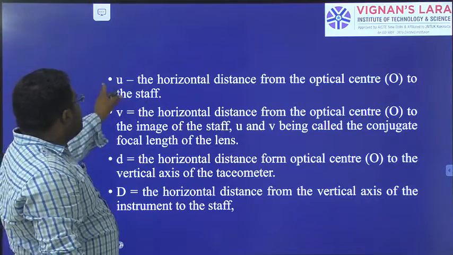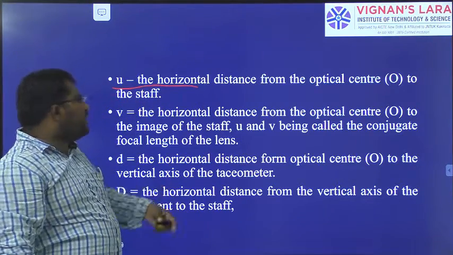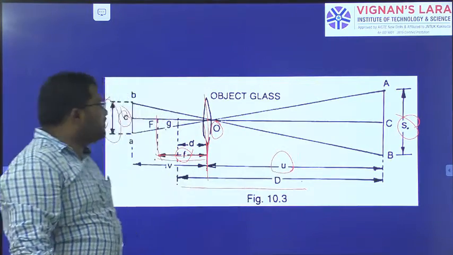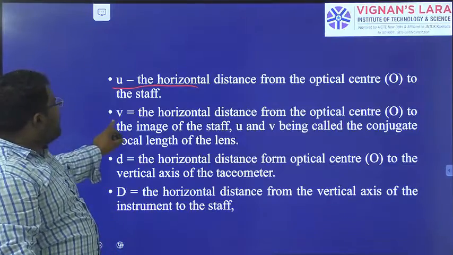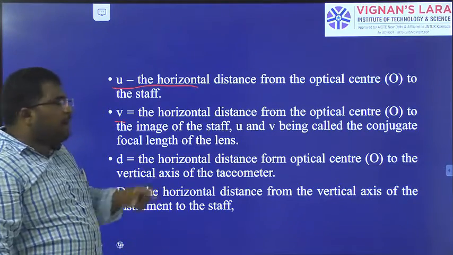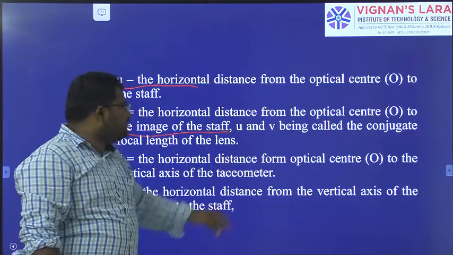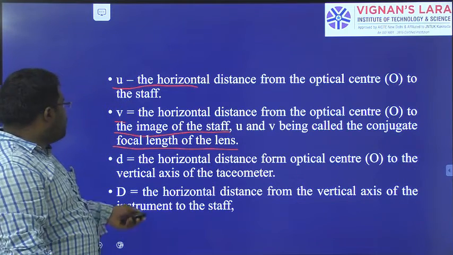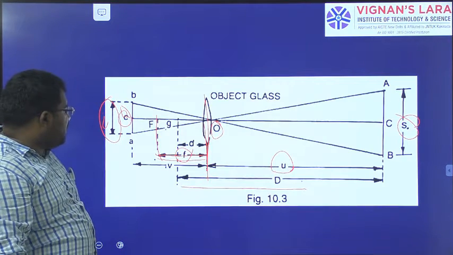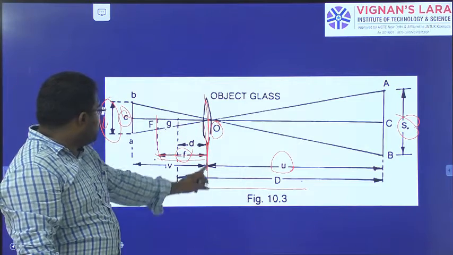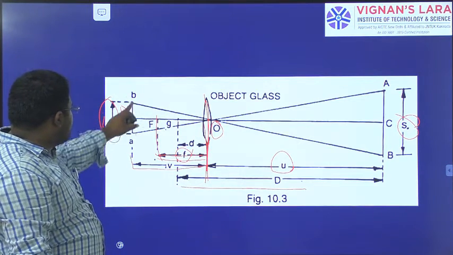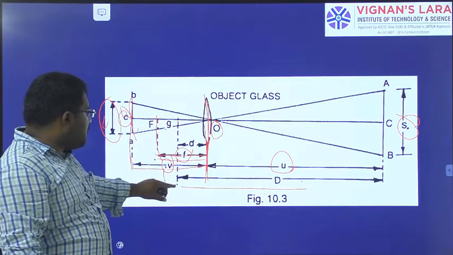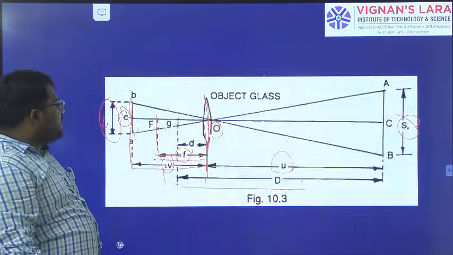Now u is the horizontal distance from the optical center to the staff. Whatever distance is here from the optical center to the staff is called u. Now v is the horizontal distance from the optical center to the image of the staff. This small v and small u are called conjugate focal lengths.